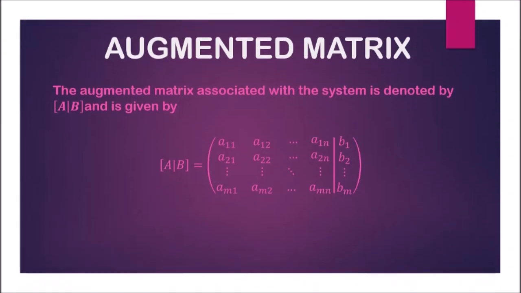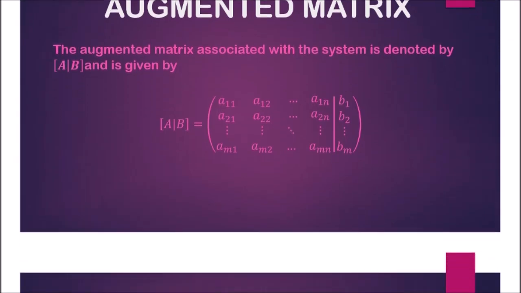The augmented matrix associated with the system is denoted by [A|B], written in square brackets, where matrices A and B are separated by a line. In the matrix form, all the elements of A are written on the left side of the line and all the elements of matrix B are written on the right side of the line. Let us understand this representation by an example.